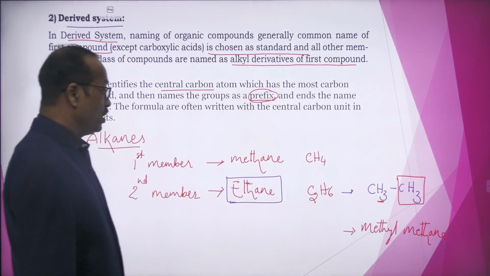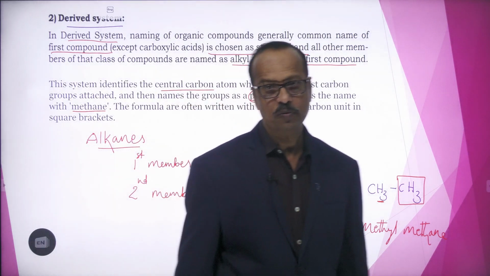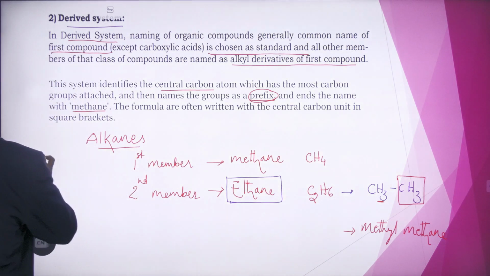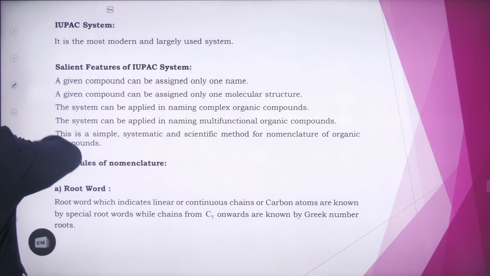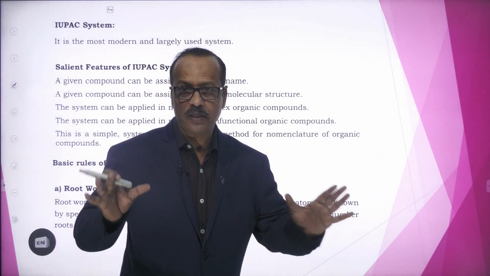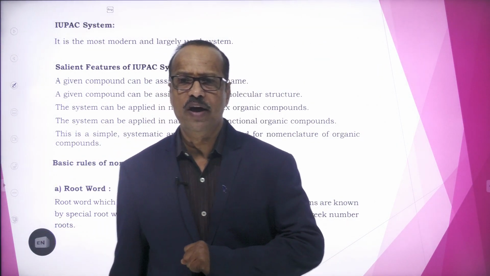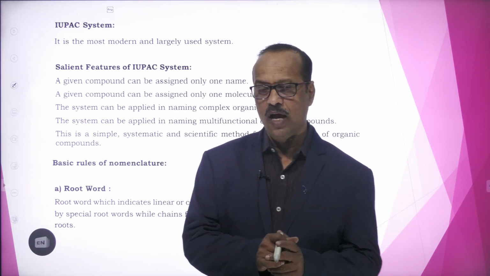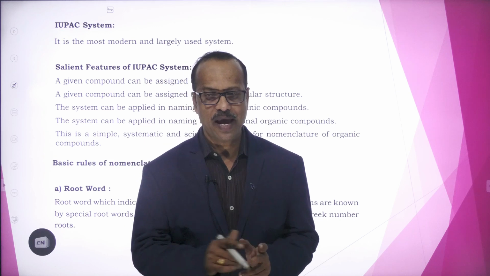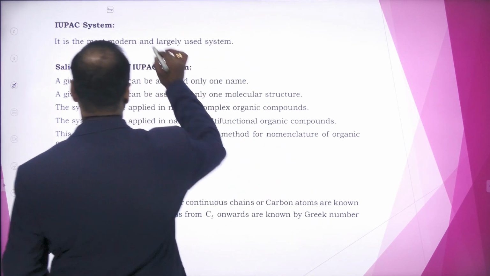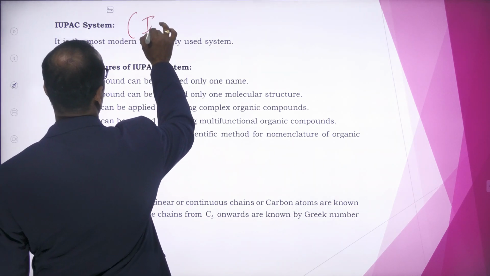Now after these two methods, we are going to the third method. So what is the third method? The third method is the IUPAC system. This is the most important system because we are following only this now. Officially, we should give the name according to IUPAC. What is IUPAC? International, I think we already discussed it somewhere.